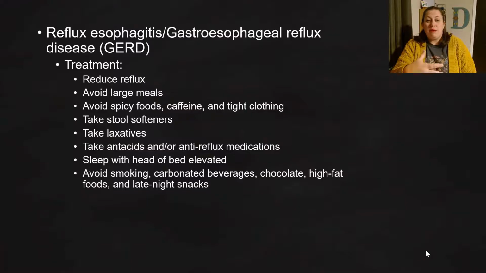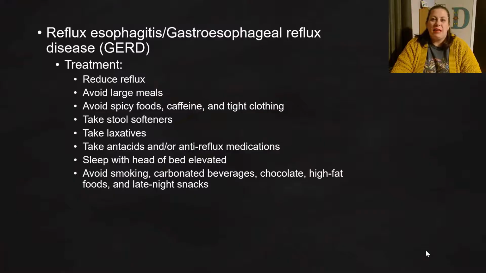So what kind of treatment do we have for reflux or GERD? Well, the big thing when we look at treatments is we want to try to reduce the amount of reflux. We want to reduce the amount of acid that's coming into the esophagus. So some ways to do this are for the patient to avoid eating very large meals. If we eat large meals, it fills up the stomach more, causing you to have worse reflux. We also see that they may need to avoid spicy meals, caffeine, and also tight clothing. That doesn't allow for expansion of the stomach.